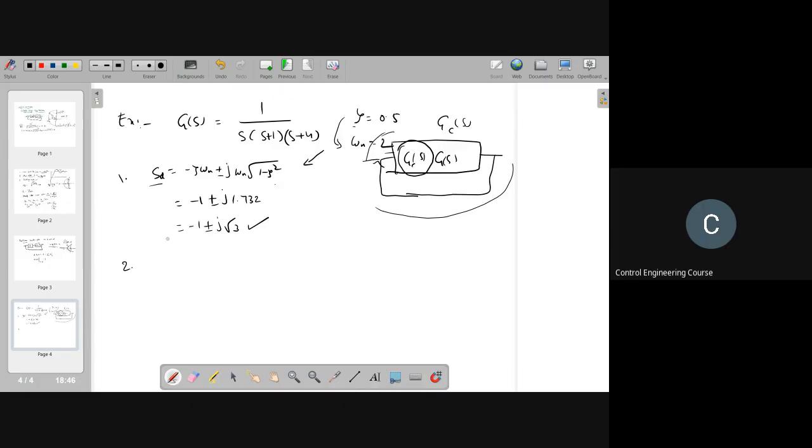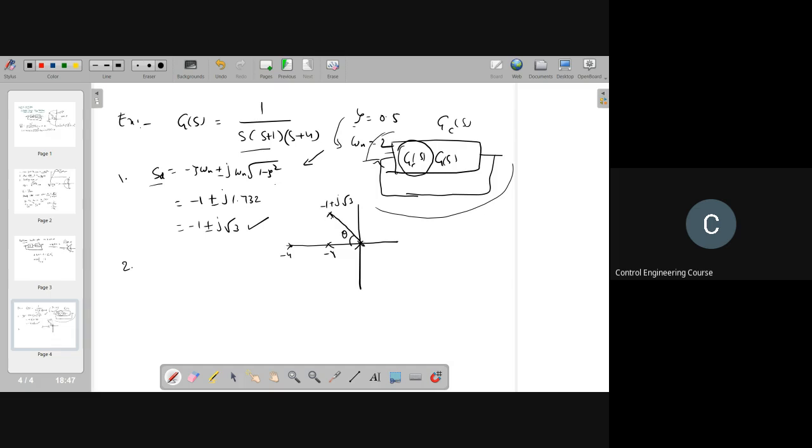From here, the angle deficiency, let me plot this one. How do you calculate angle deficiency? This is your desired pole, minus 1 plus j root 3, and the system has poles at s equal to 0, s equal to minus 1 and s equal to minus 4. There are 3 poles, right? Now you have to calculate the angle deficiency for this one. So what is the angle here?